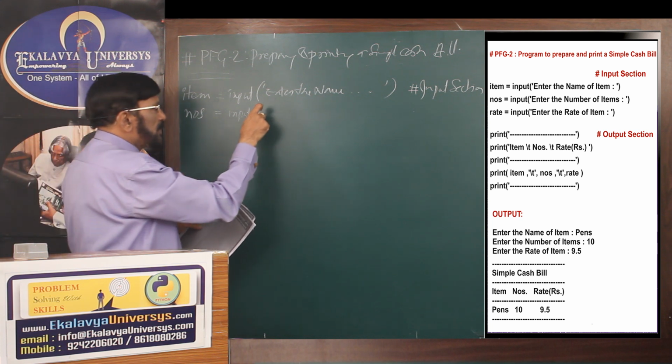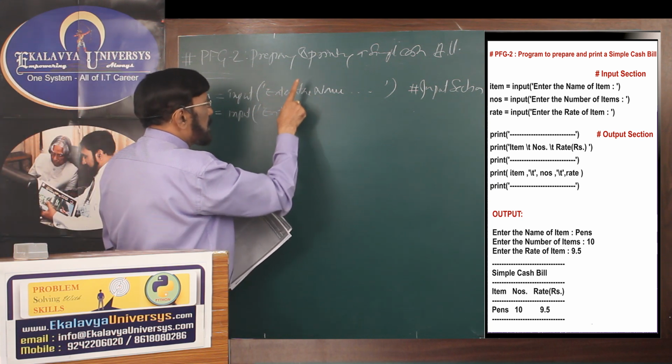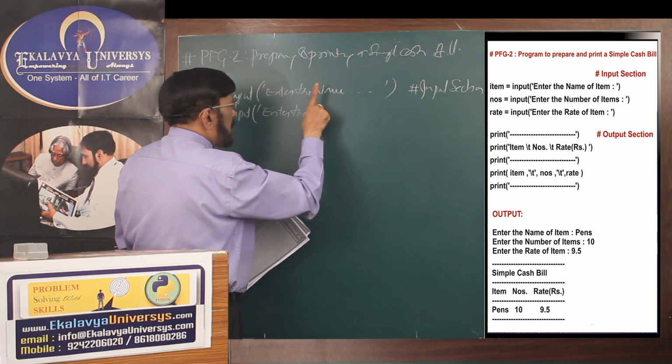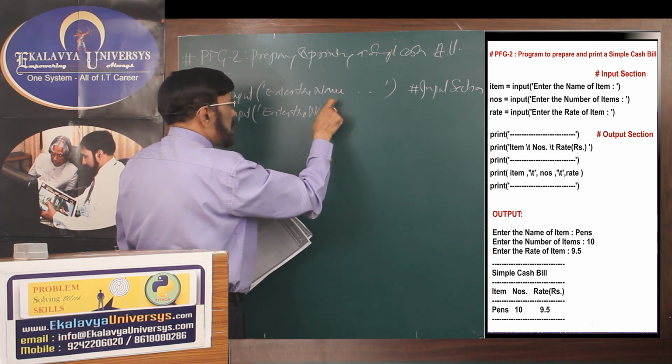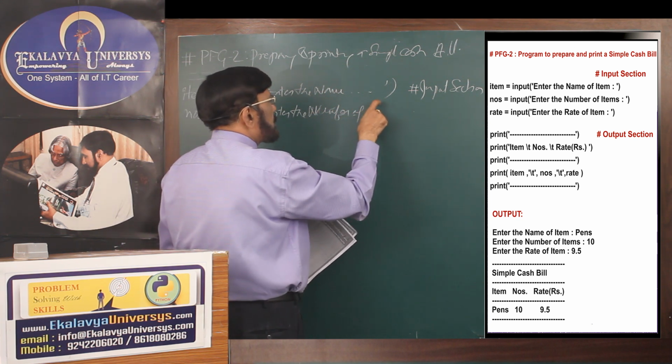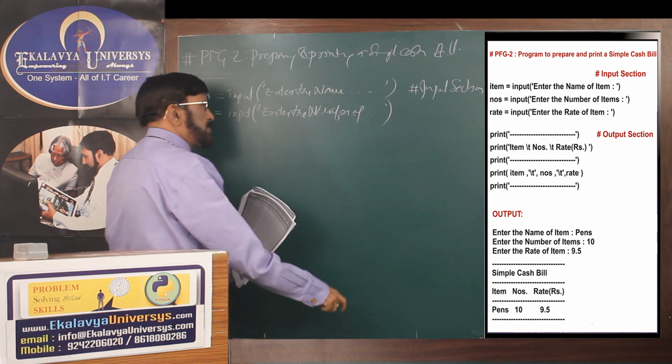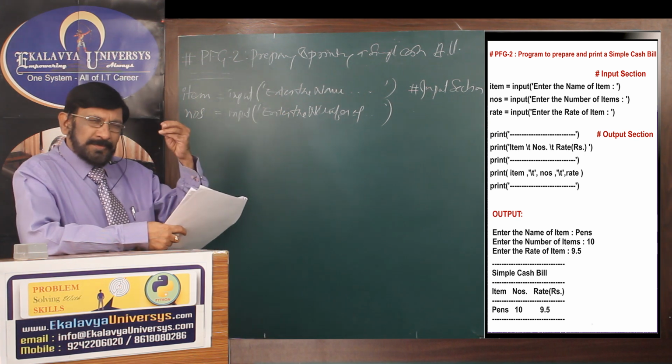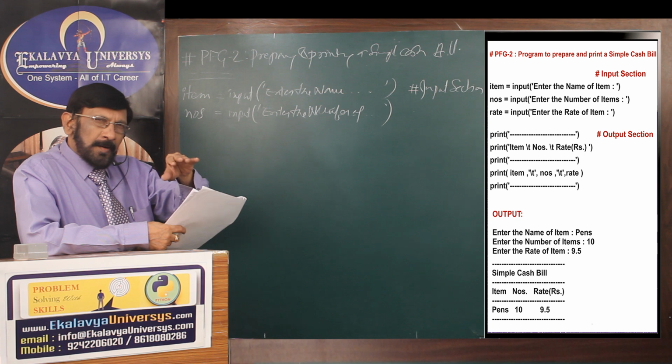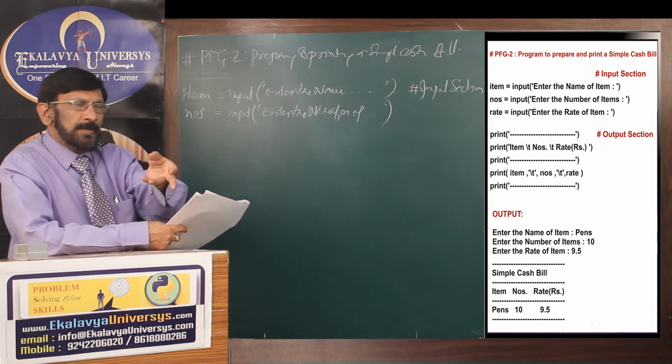Now you see, don't forget this numbers. What do you write? Enter the number of items, you write completely. You write like that. Actually, always recall a bank ATM, how the bank ATM is guiding you for every step.